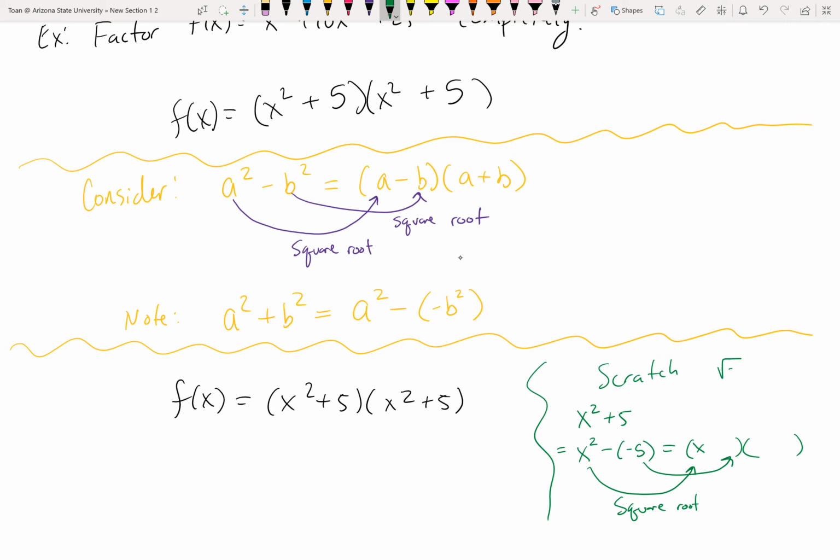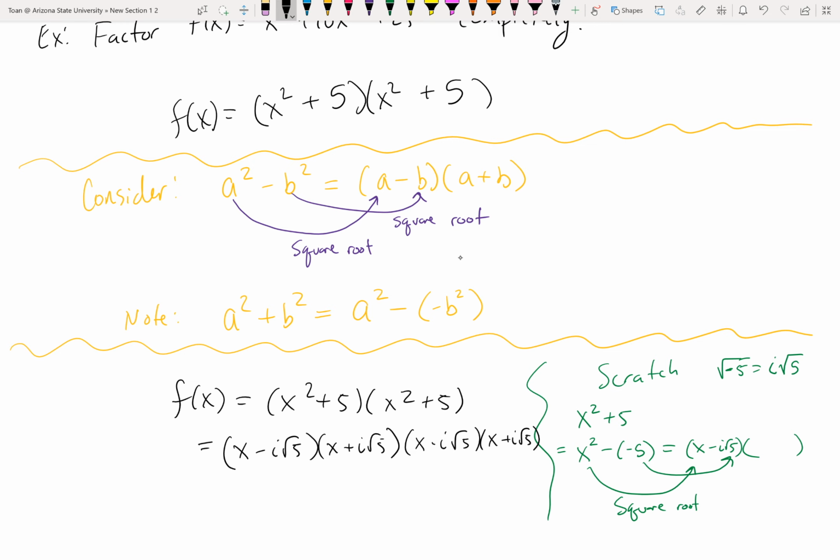What is the square root of negative 5? Remember, anytime you take a square root of a negative, you just pull out that negative with an i. So that's going to be i radical 5. And then you just do the positive. So what we have here is x minus i radical 5 times x plus i radical 5. And since the other factor was the same, we'll just go ahead and factor it accordingly. There we go. We factored it completely.